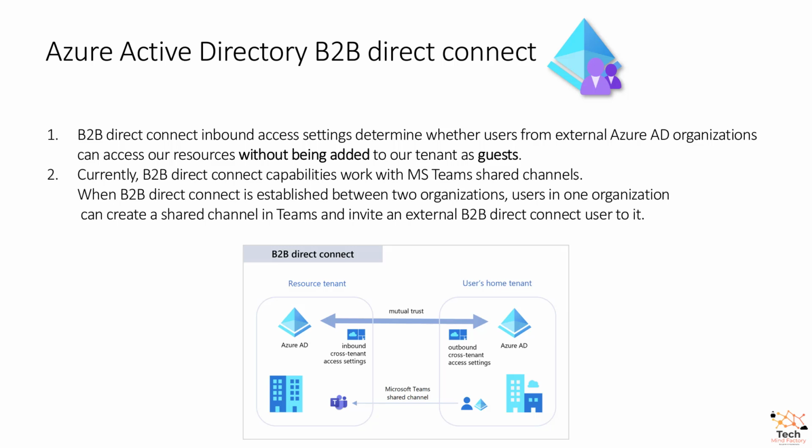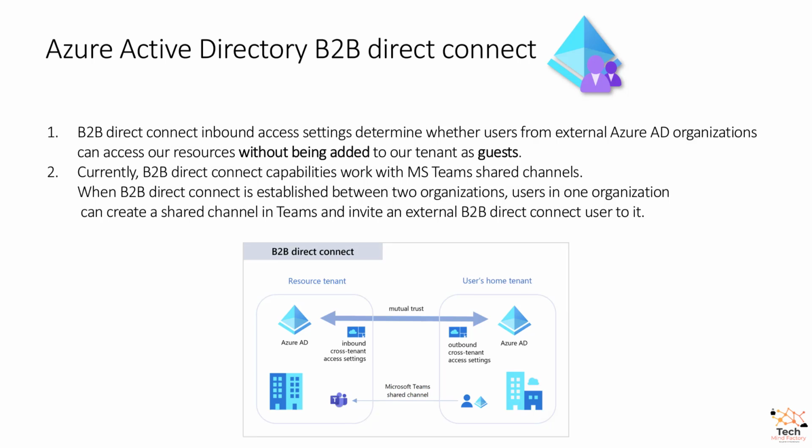Currently, B2B Direct Connect capabilities work with Microsoft Teams shared channels. When B2B Direct Connect is established between two organizations or two Azure AD tenants, users in one organization can create a shared channel in Microsoft Teams and invite an external B2B Direct Connect user to it. So it's like a mutual trust between two organizations that use Azure Active Directory. So right now at least, at the moment of recording this video, we can share channels in Microsoft Teams where Azure Active Directory B2B Direct Connect is configured.